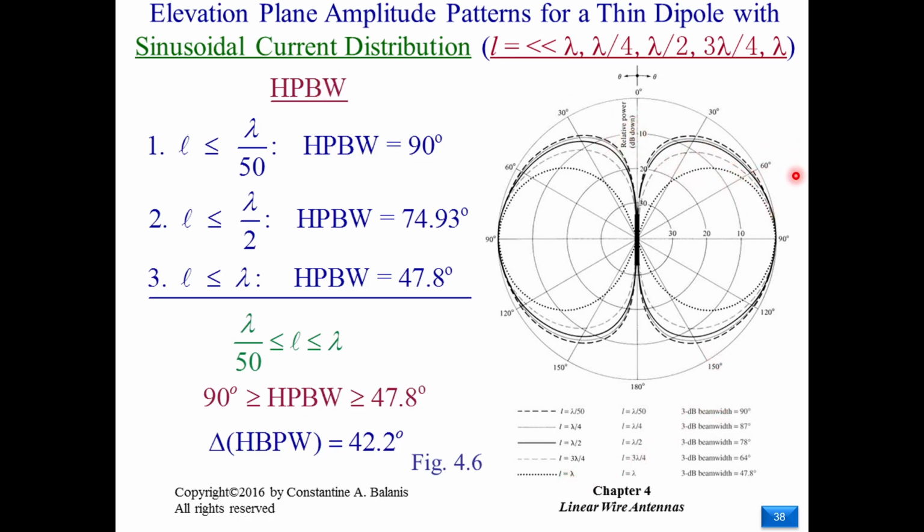And from this pattern we can calculate the half power beam width. So the beam width between nulls here will equal pi, because this is the first null, so we just have one loop. The half power beam width for different lengths can be found from the 3 dB point in the radiation pattern. And as we see here, the longer the antenna, the more directive it's going to be.